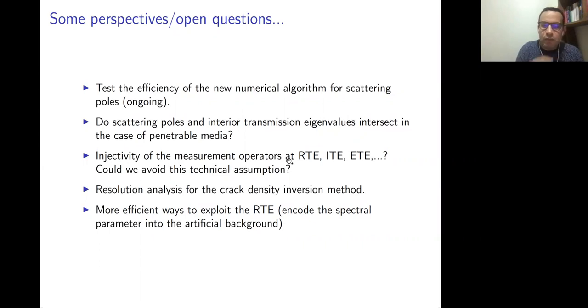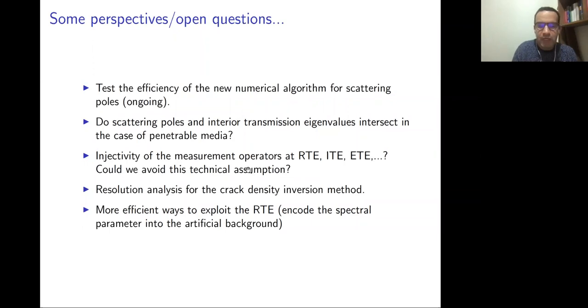On injectivity, there is a lot of work that has been done to prove the injectivity of these measurement operators at transmission eigenvalues. This amounts to seeing whether you can represent the solution to this interior transmission problem, or for the Dirichlet eigenvalue, as a single-layer potential or as a Herglotz wave in some other context. For example, we know there are works that prove that if there are corners, this cannot be the case. So it would be interesting to see this also for the scattering poles.